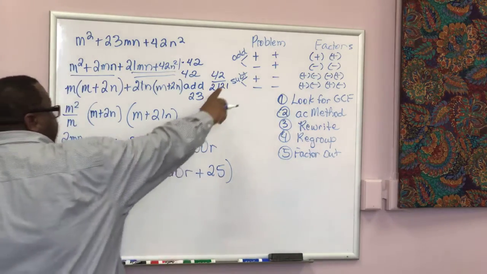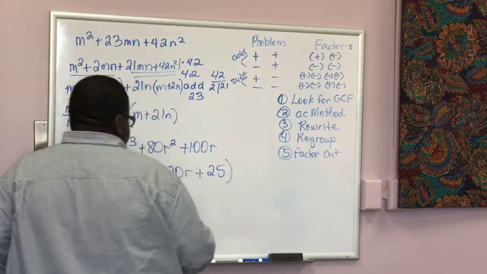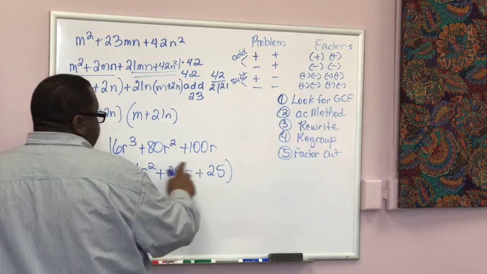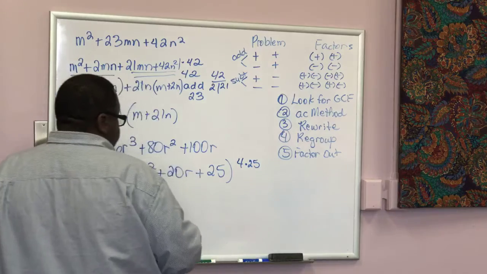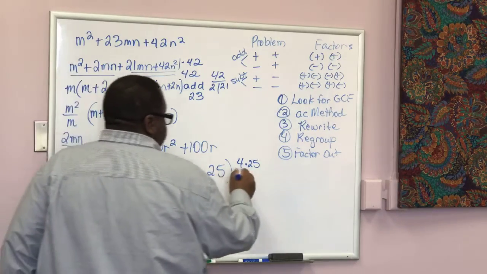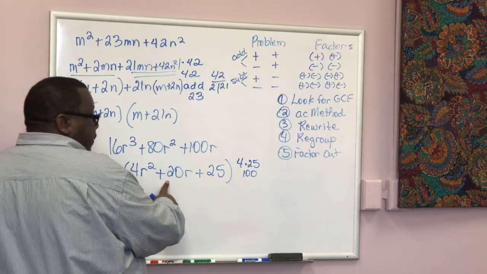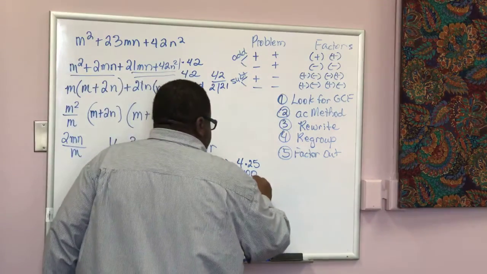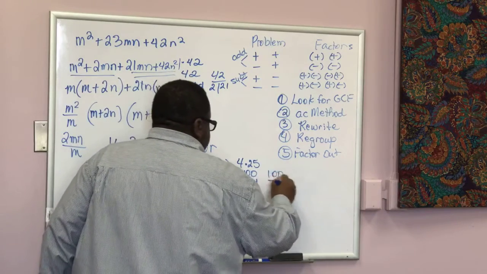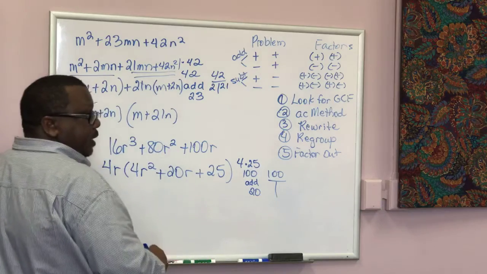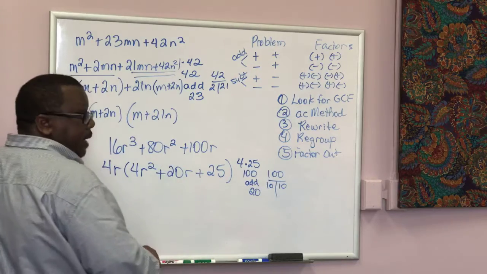Okay, so let's apply our method again. We took out the GCF, so let's go to step 2, the AC method. We're going to multiply 4 times 25. So you say 4 times 25, which is 100. And we are going to add to get what? Positive 20, right? We're adding to get 20. So what are some factors of 100 that we can add to get 20? 10 and 10. All right. Everybody see that?